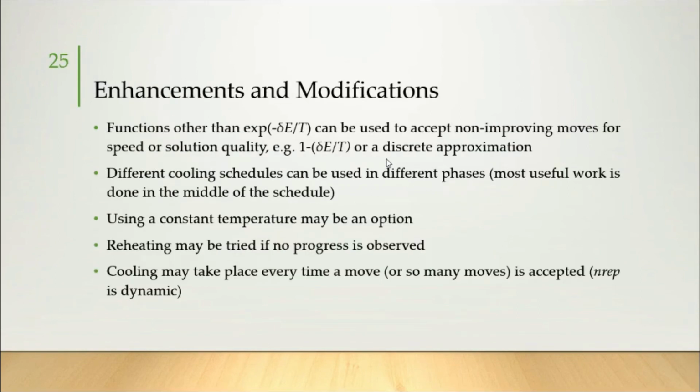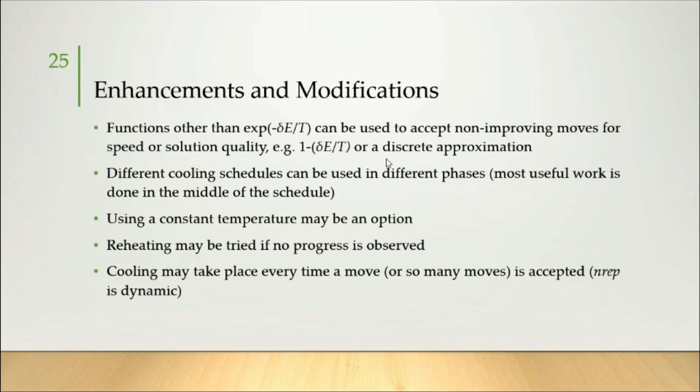Then there are some enhancements and modifications also, like functions other than exp of minus delta A divided by t can be used to accept non-improving moves. There are some other methods also, something like 1 minus delta A divided by t. That is also possible. Then different cooling schedules can be used in different phases. That is, in the first phase, one cooling schedule; in the second phase, a different cooling schedule. That is, we are dividing the entire algorithm into different phases. Then another option is using a constant temperature throughout the algorithm.